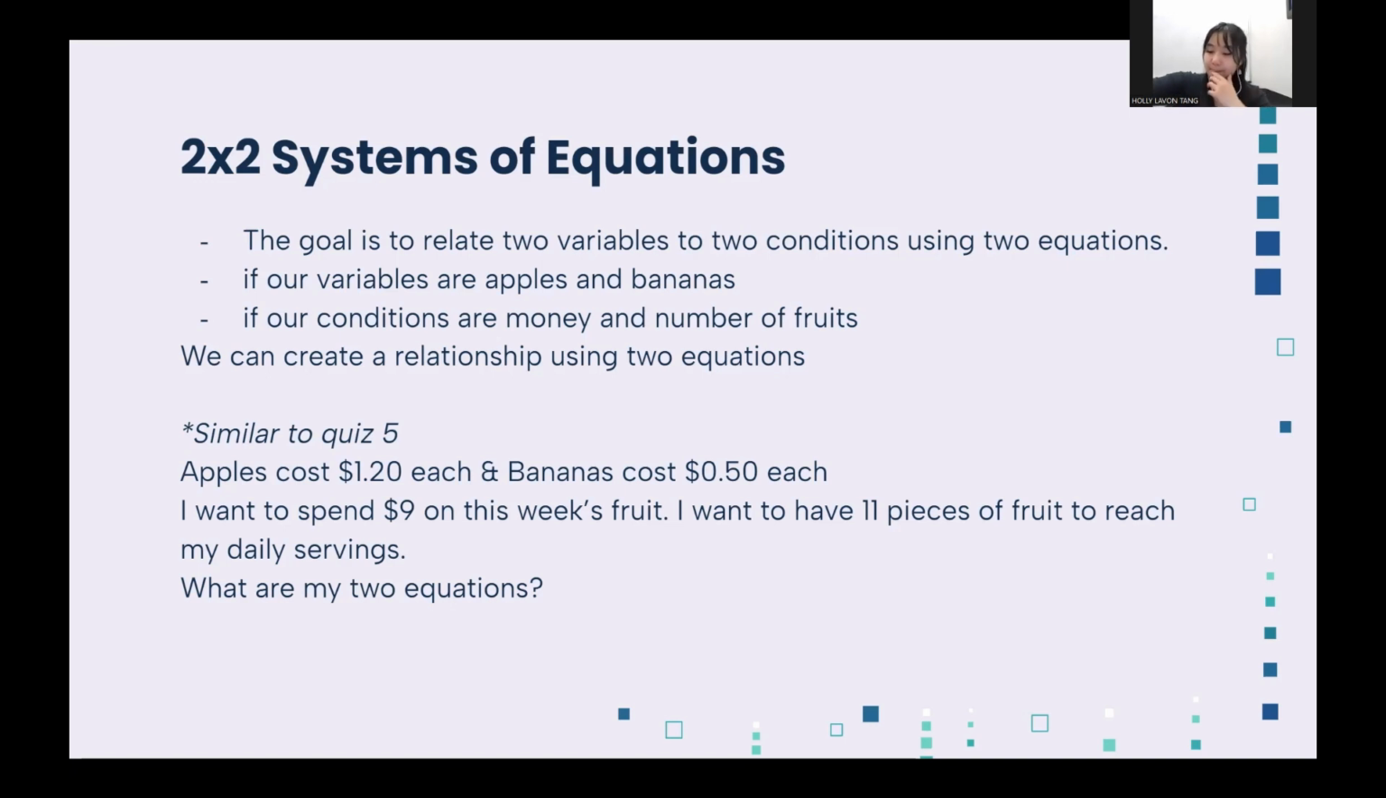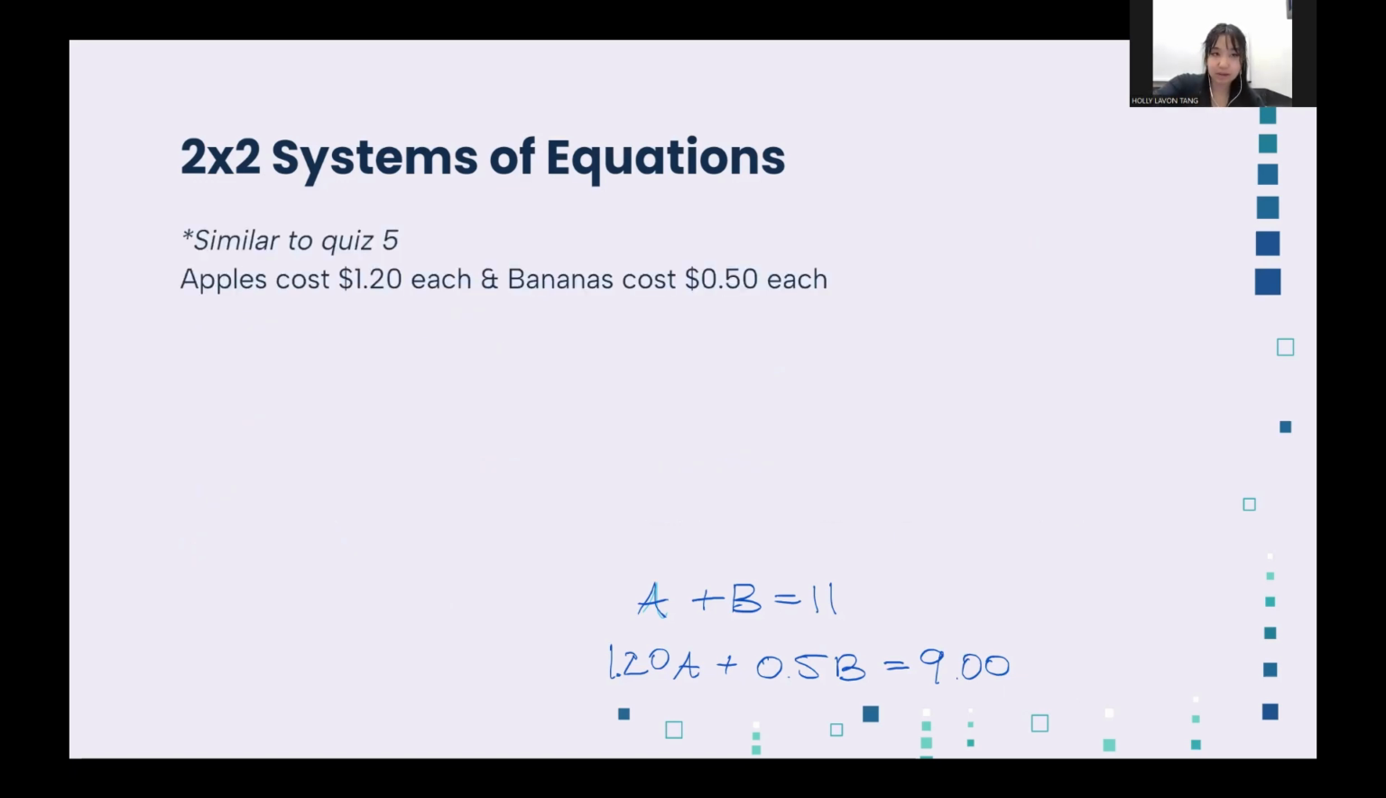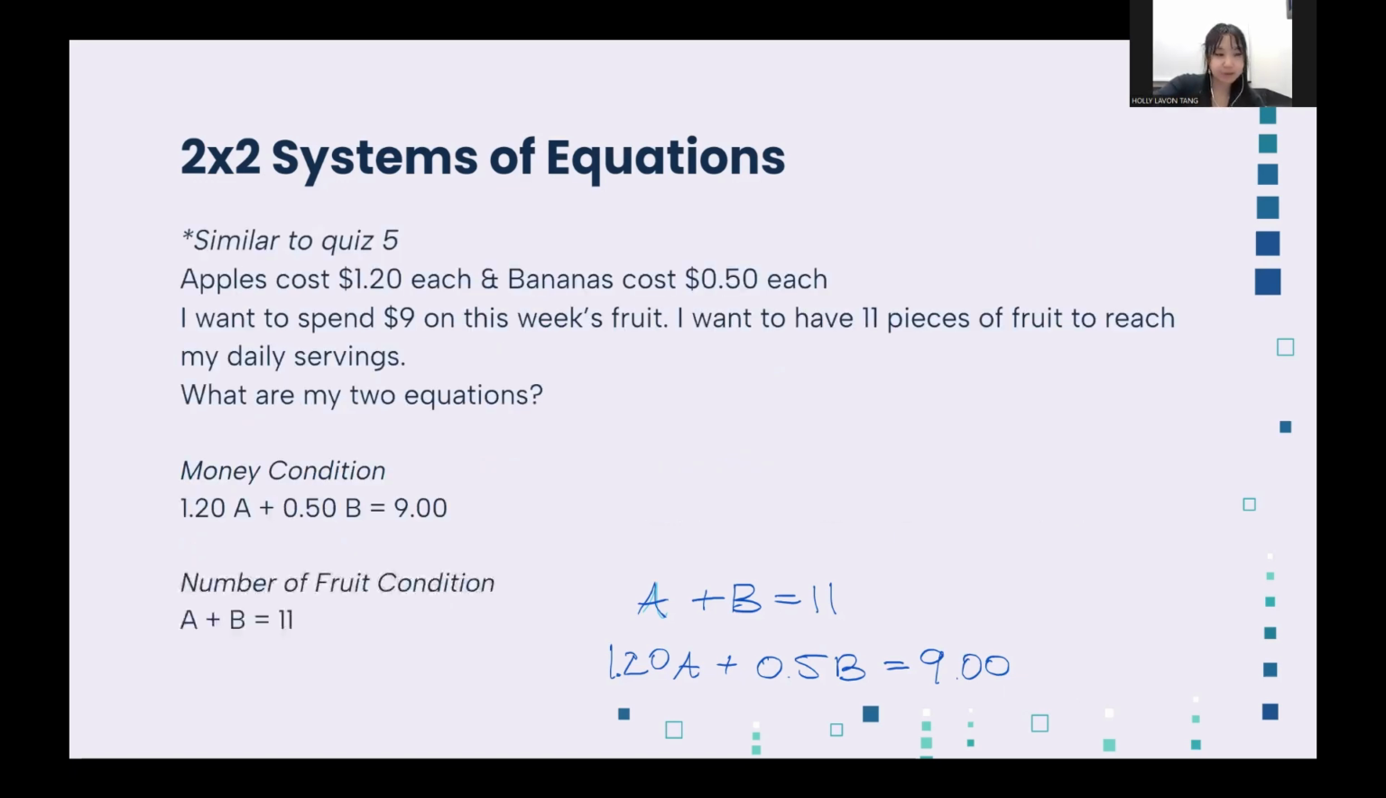One would be a plus b equals 11. And then the second one would be 1.20a plus 0.5b equals $9. So now solving these, we've got our money condition and our fruit condition. Those match up.